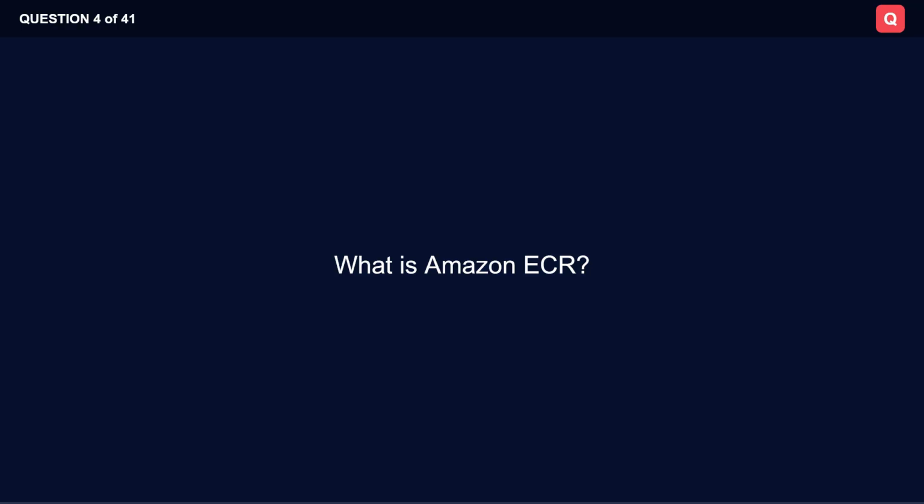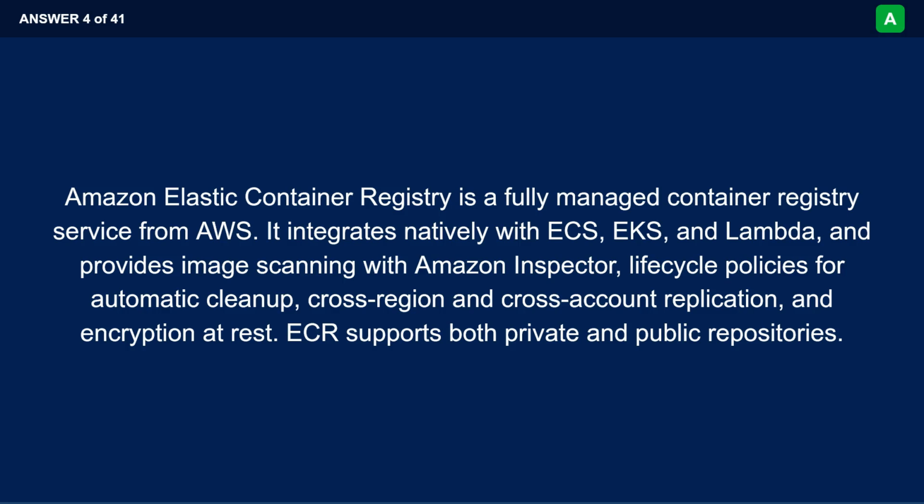What is Amazon ECR? Amazon Elastic Container Registry is a fully managed container registry service from AWS. It integrates natively with ECS, EKS, and Lambda, and provides image scanning with Amazon Inspector, lifecycle policies for automatic cleanup, cross-region and cross-account replication, and encryption at rest. ECR supports both private and public repositories.